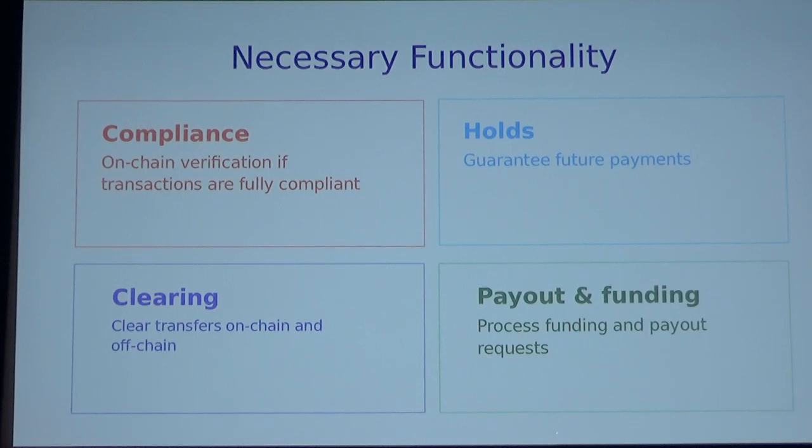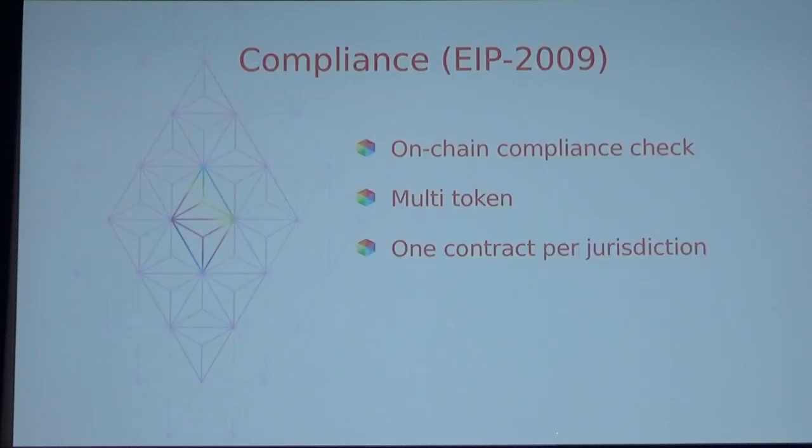So mainly the functionalities we were envisioning to include in the standard were compliance, holds, clearing, payout and funding, which we are going to review in the next slides. So our first building block was the compliance. What we want to do is any compliance check, like anti-money laundering or KYC, completely on-chain. So can everything be done in one transaction? Another thing that we were thinking about was multi-token support. So it's not just one token that is supported per contract, but really several.